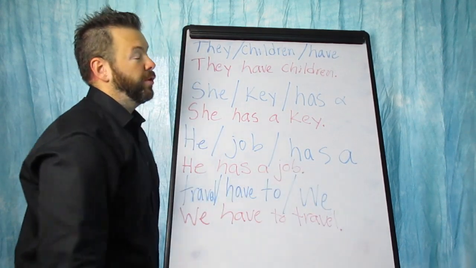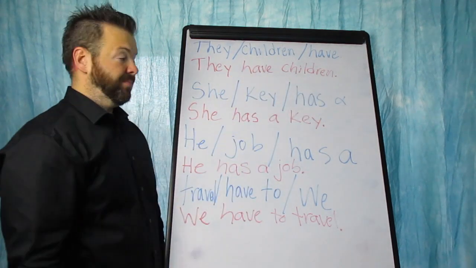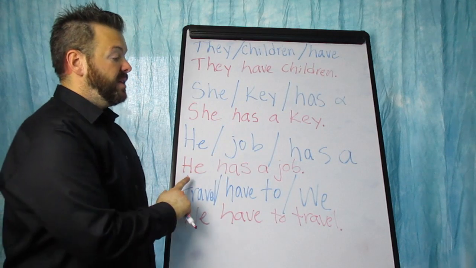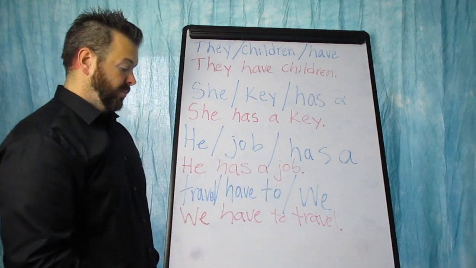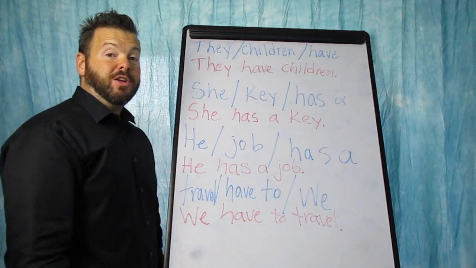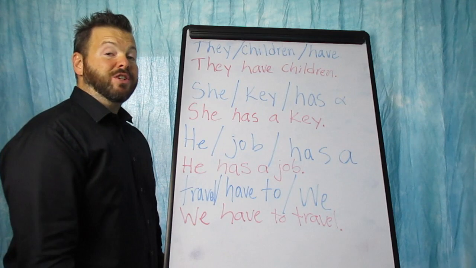Let me read everything for you one more time. They have children. She has a key. He has a job. We have to travel. Pause the video here, make corrections if you have to, and we'll see you in a moment.